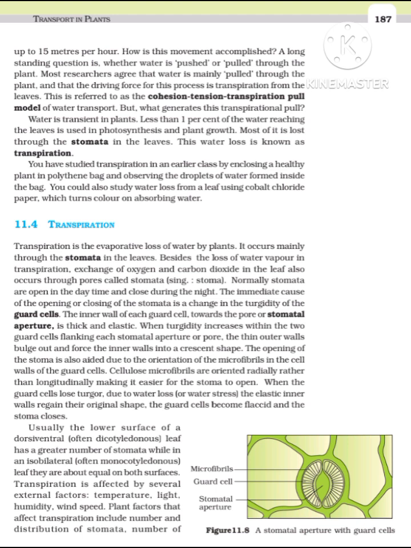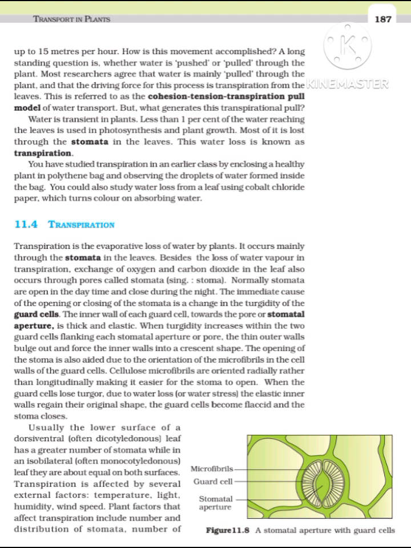The inner wall of each guard cell, towards the pore or stomatal aperture, is thick and elastic. When turgidity increases within the two guard cells flanking each stomatal aperture or pore, the thin outer walls bulge out and force the inner walls into a crescent shape. The opening of the stoma is also aided due to the orientation of the microfibrils in the cell walls of the guard cells. Cellulose microfibrils are oriented radially rather than longitudinally, making it easier for the stoma to open. When the guard cells lose turgor, due to water loss or water stress, the elastic inner walls regain their original shape, the guard cells become flaccid and the stoma closes.